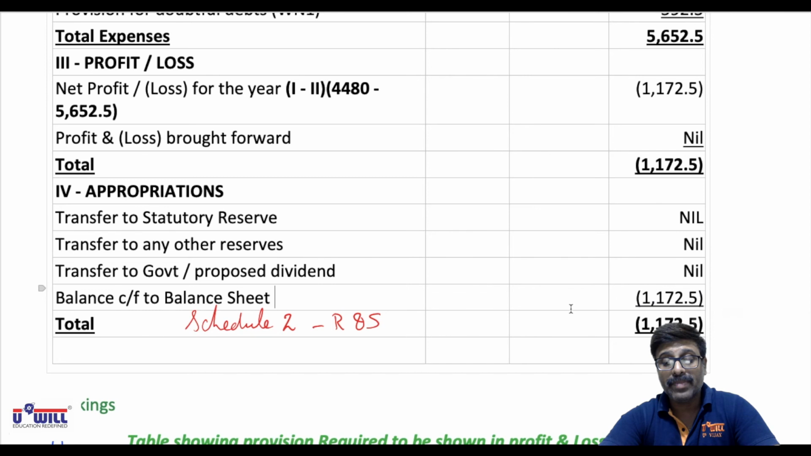Transfer to other reserves nil, government or proposed dividend nil, and the entire minus 1172.5 will be the loss carried forward to the balance sheet. This loss of 1172.5 will be shown in schedule 2, reserves and surplus. I repeat, where will we show this minus 1172.5 in the balance sheet? We will be showing it in schedule 2, reserves and surplus.